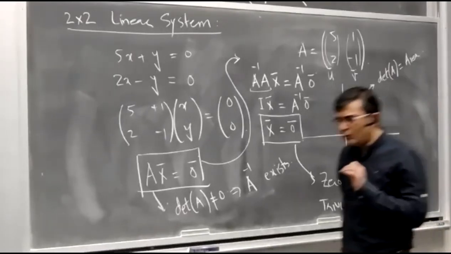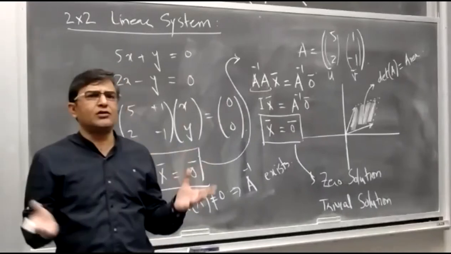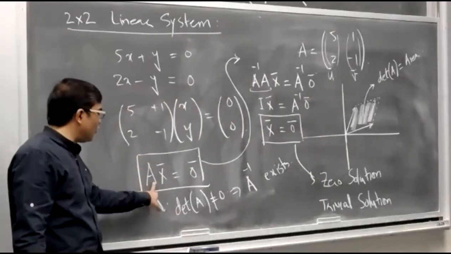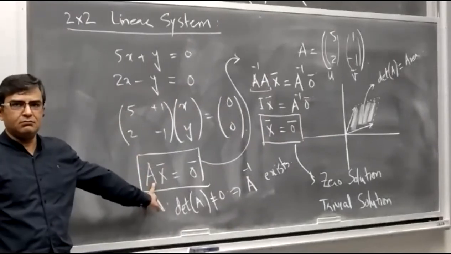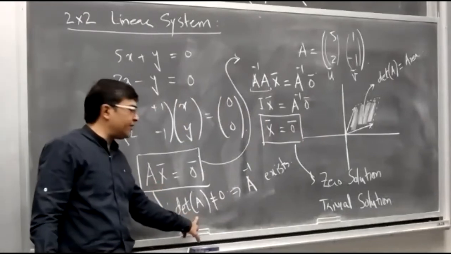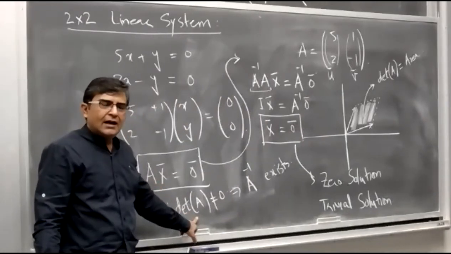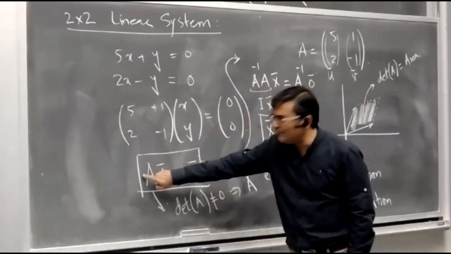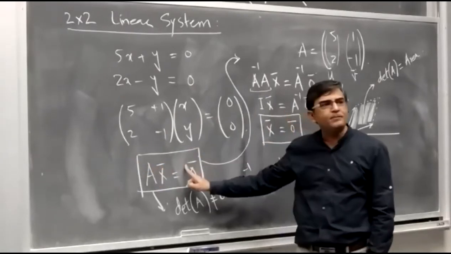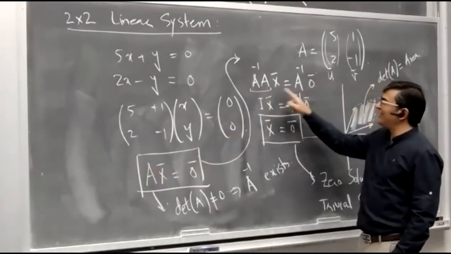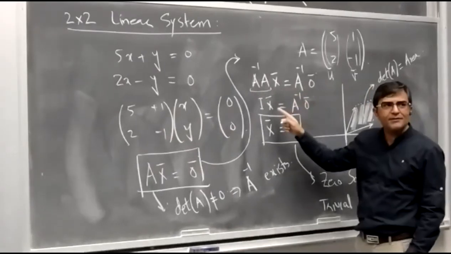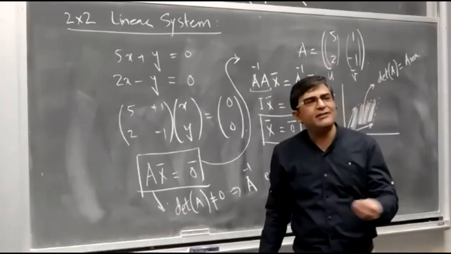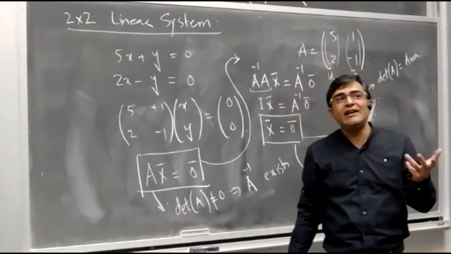If in a homogeneous linear system, of any order, 10 by 10, 2 by 2, 3 by 3, if the coefficient matrix is invertible, invertible means if its determinant is not equal to zero. If its determinant is not zero, then we can invert this matrix. We can take this matrix on the other side, by using these little steps, because A inverse into A is always identity.